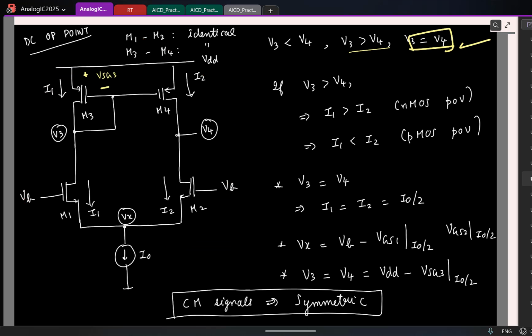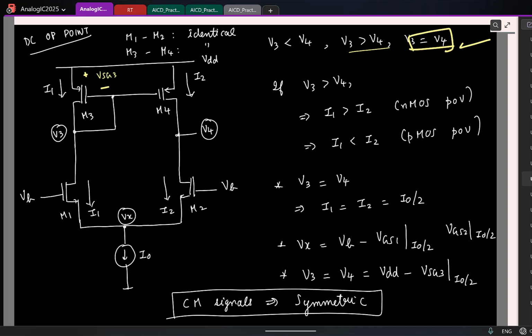It becomes symmetric. Which means the drain voltages here, both of them, will have to be equal, because otherwise we saw we'll end up with a contradiction. We can easily argue, which means the currents in both the branches will be equal and be equal to half the current source value, I0 by 2.